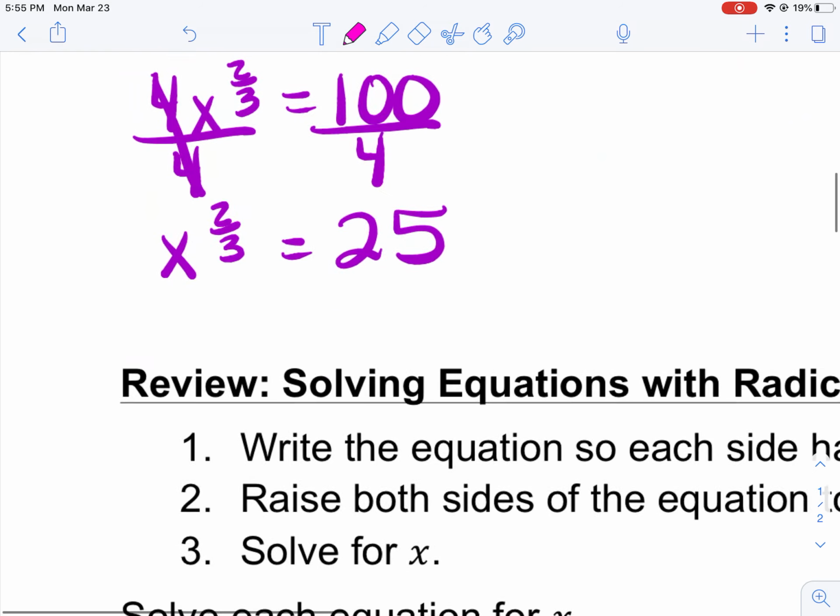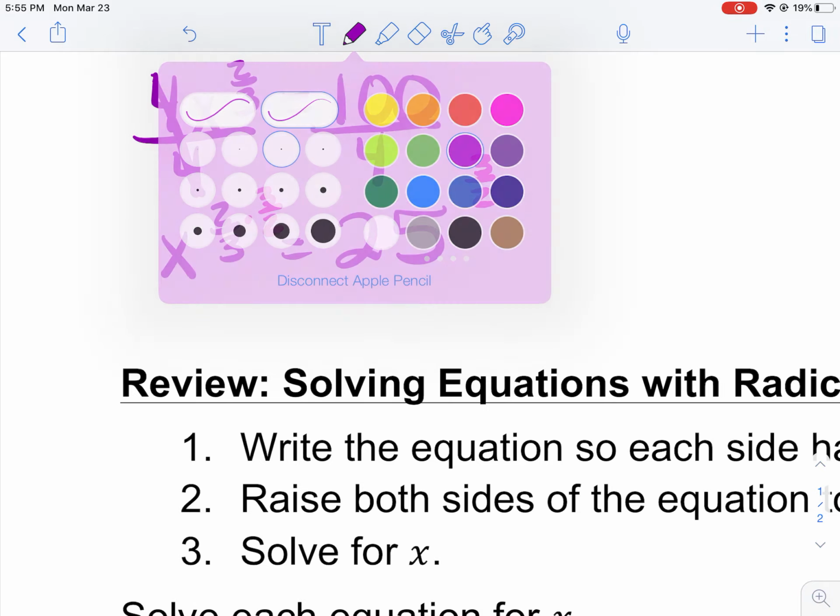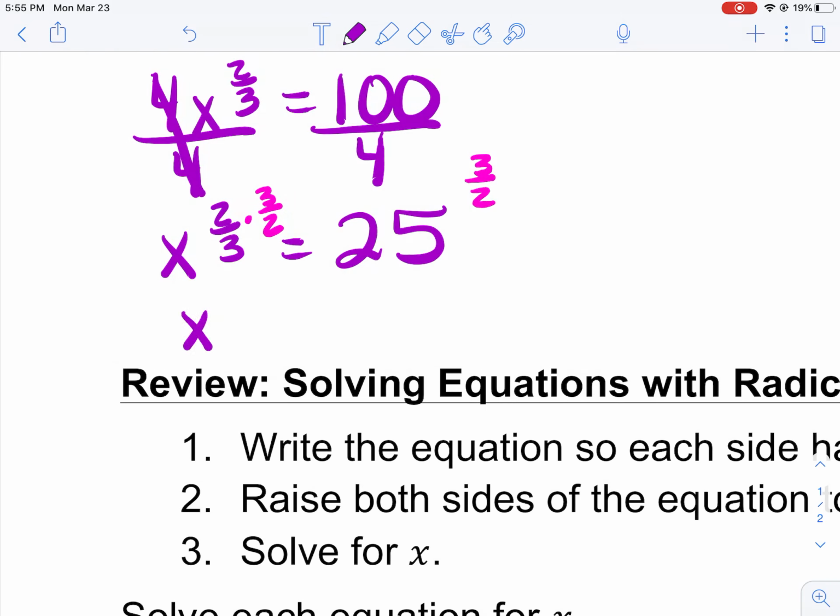And now we want to get rid of this exponent 2/3. So we're going to raise both sides to the 3/2 power. The reason we do that is 3/2 is the reciprocal of 2/3. And so we just get x to the 1st. These 3's and 2's cancel out. x equals... Now we're going to write 25 to the 3/2 in radical form.